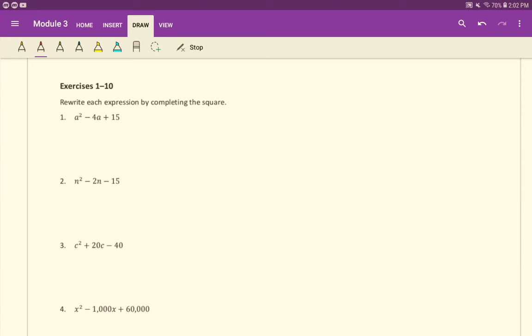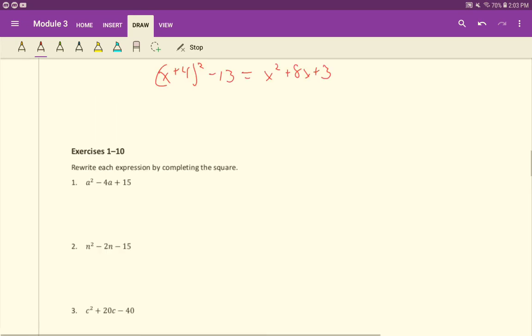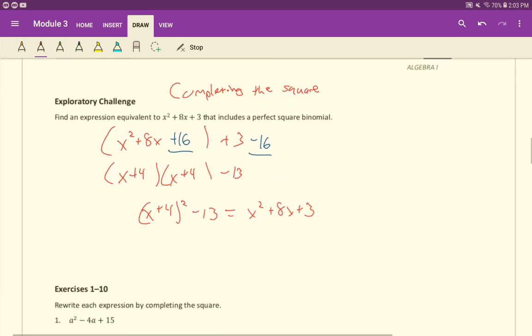Welcome back. We are in Module 3, working with quadratic functions and graphs, and we are specifically looking at Lesson 6, where we are completing the square for these quadratics. We're taking a quadratic that is not a perfect square, and we're rewriting it in such a way that we create a perfect square.